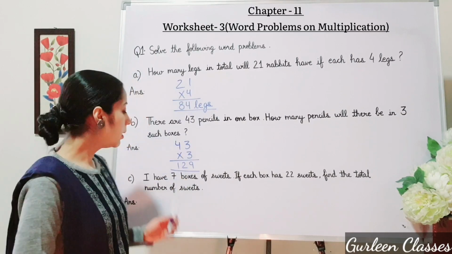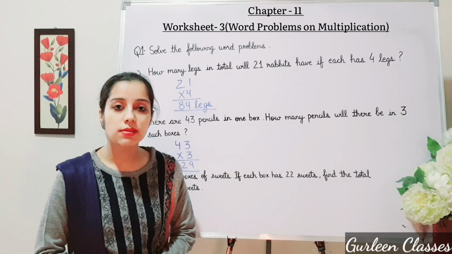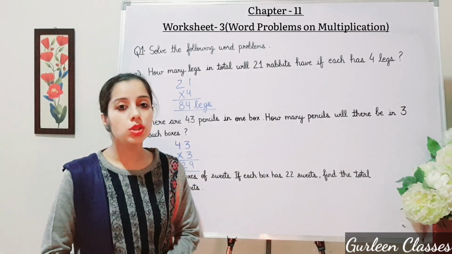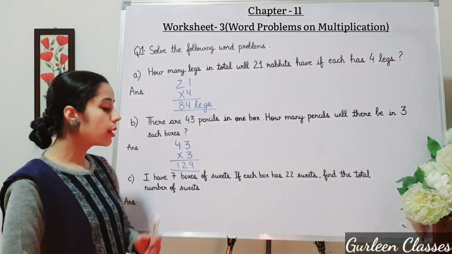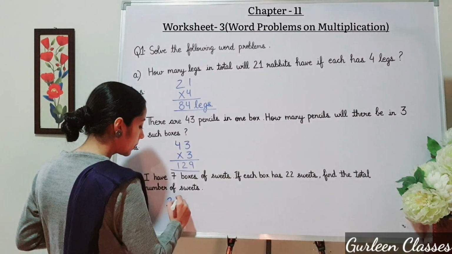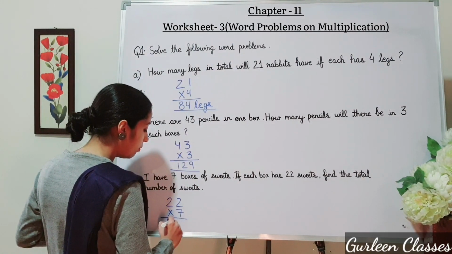Now C part, I have 7 boxes of sweets. How many boxes of sweets do I have? 7. If each box has 22 sweets, find the total number of sweets. So now we will multiply 22 into 7. 7 twos are 14, and 7 twos are 14.